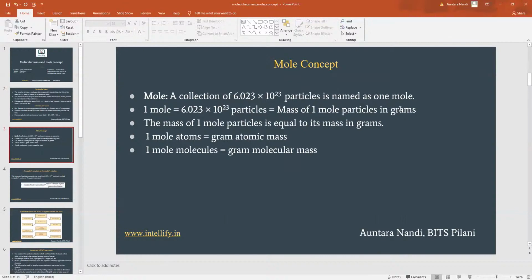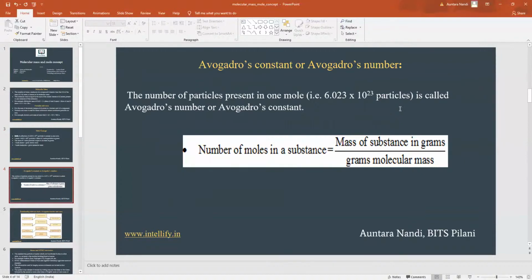Mole concept. A collection of 6.023 into 10 raised to power 23 particles is named as 1 mole. A mole is the unit of measurement for amount of substance in the International System of Units. A mole of substance or a mole of particles is defined as exactly 6.023 into 10 raised to power 23 particles, which may be atoms, molecules, ions, or electrons. 1 mole atom is equal to gram atomic mass and 1 mole molecule is equal to gram molecular mass.